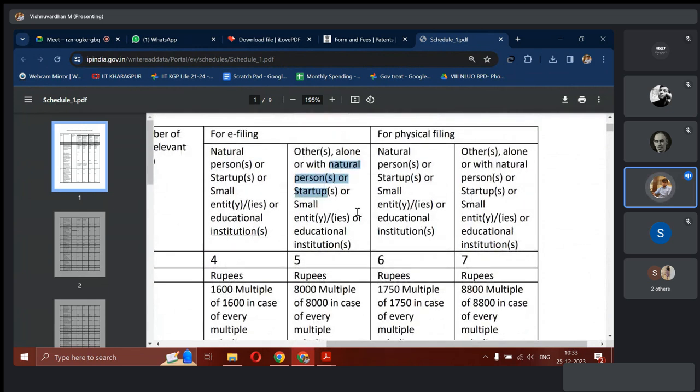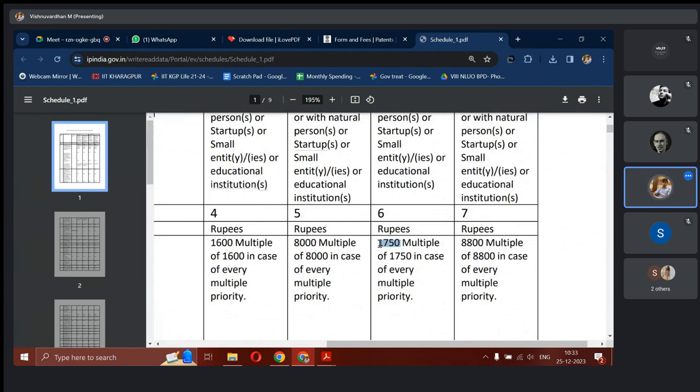Okay, so this is a different category. This is for e-filing and for physical filing. Whenever you physically submit documents, you'll have to pay a slightly higher fee. Whenever you do the e-filing, online filing, you get a 10% discount. So 1,750, you end up getting a small discount, and then it becomes 1,600 online.